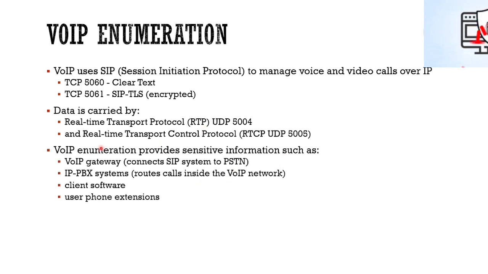Okay. When we enumerate VoIP, we want information like, what is the address of the VoIP gateway that connects this VoIP system internally to the public switched telephone network? Or give us information about the VoIP PBX. This is the thing that has its own IP address. It's not like a default gateway, but it will route calls to specific phones within the internal network. Or give us information about client software so we can see if there are any exploits for it. Or tell us who the users are and where their phone extensions are.